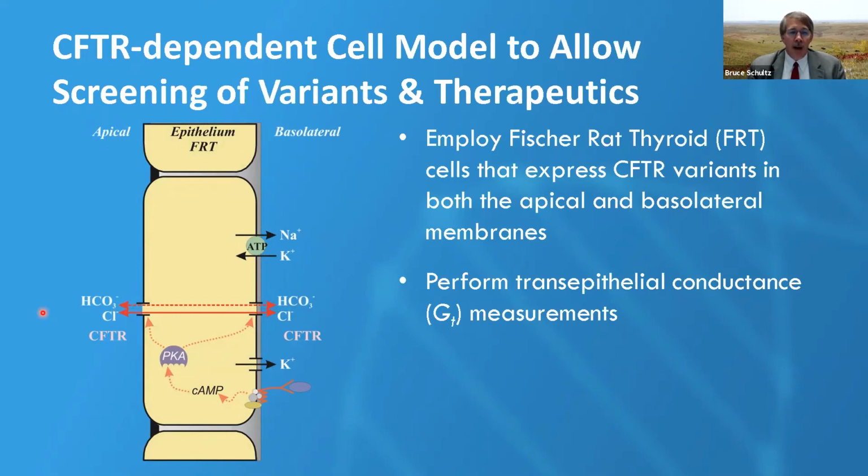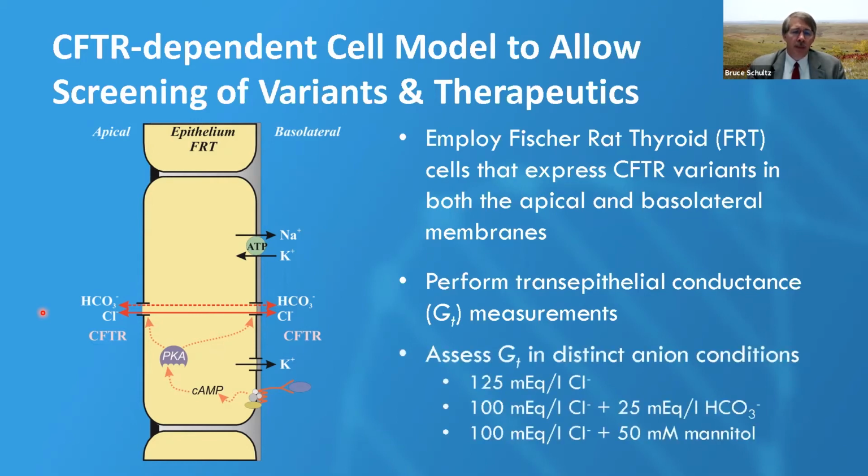And given that we can measure conductance relative to chloride, could we then measure conductance relative to bicarbonate? And with that in mind, we set up a system where we have three typical media that we use to assess conductance in pairwise experiments. One has a relatively high chloride concentration, 125 milliequivalents of chloride. At the other end of the spectrum, we have a low chloride medium that has 100 milliequivalents and is balanced osmotically with 50 millimolar mannitol.